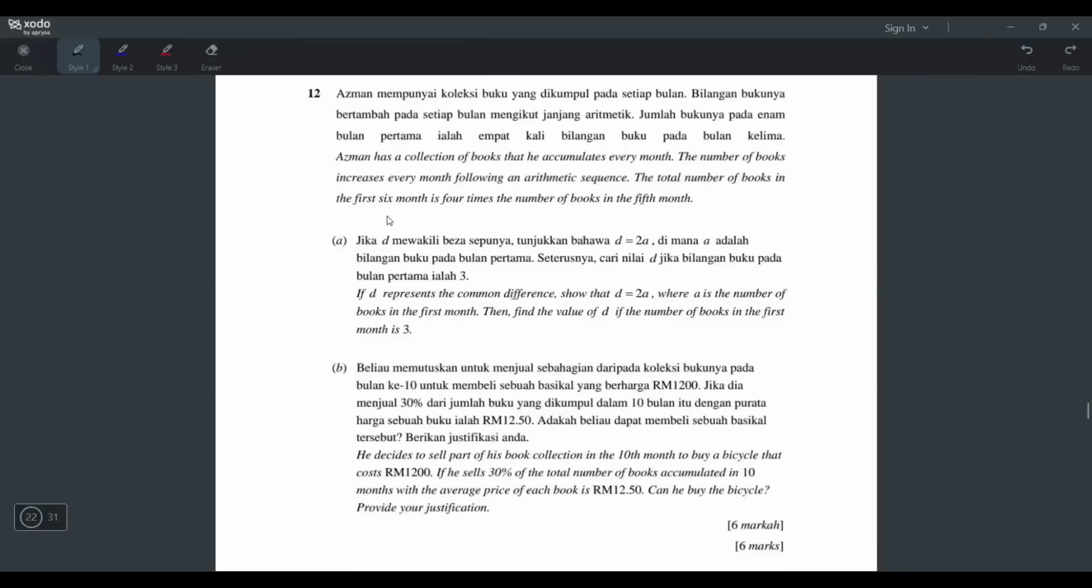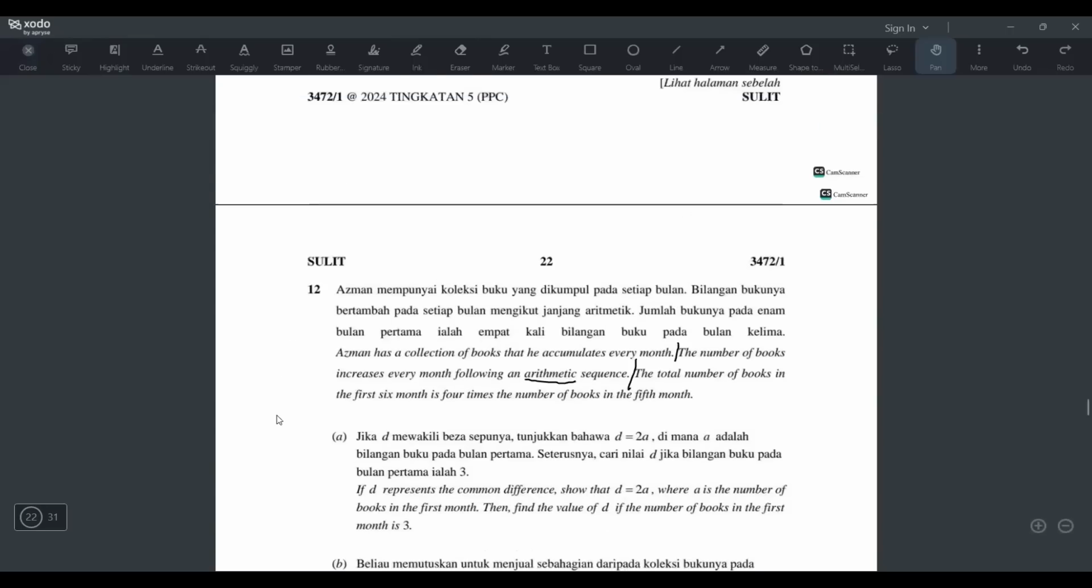Okay, I want to do number 12 now. This one is what chapter? Okay, let's read the question. Asman has a collection of books that he accumulates every month. The number of books increases every month following an arithmetic sequence. So this word arithmetic, so definitely it's a progression chapter. So it forms an arithmetic sequence, increasing every month. The total number of books in the first 6 months is 4 times the number of books in the fifth month. Okay, they give some information here.